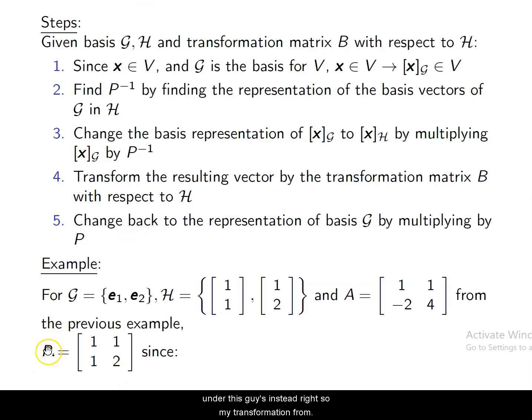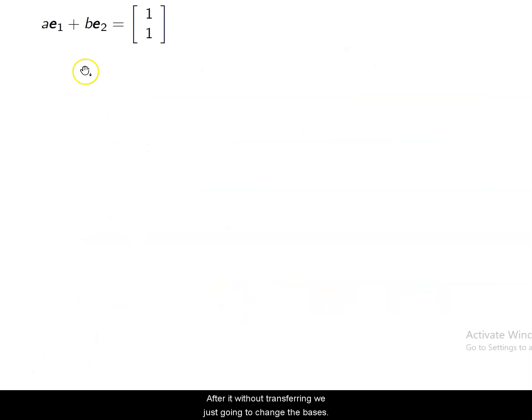So my transformation from H to G is given by 1, 1, 1, 2, and that makes sense because this is the standard basis, right? So I didn't really have to transform anything. But let's say we didn't know that. Let's say this was a different basis. What does this look like for us? Well, again, we're going to write this vector in terms of this basis, and we're going to write this vector in terms of this basis. Obviously, without transforming, we're just going to change the basis representation, right?